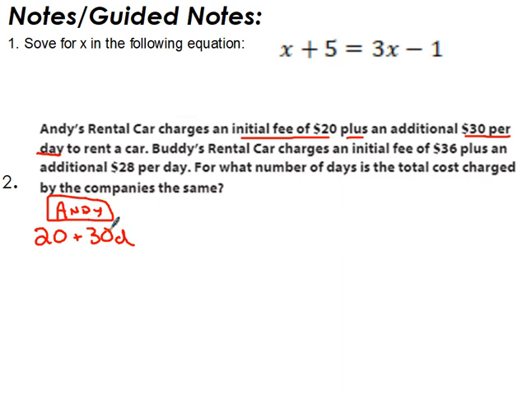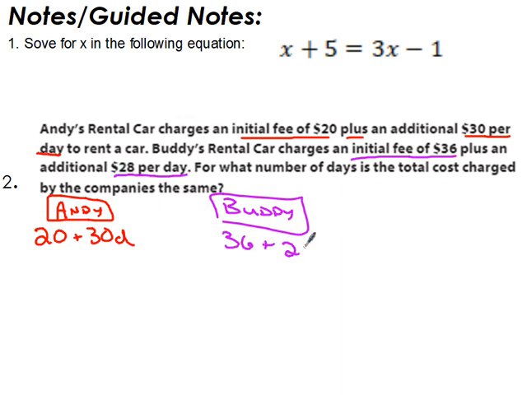So that's good. Now we have Buddy. So good old Buddy's rental car. I'll do Buddy in purple. He charges an initial fee of $36 plus an additional $28 per day. So there's $28 per day. So there's an expression for Andy, there's an expression for Buddy.